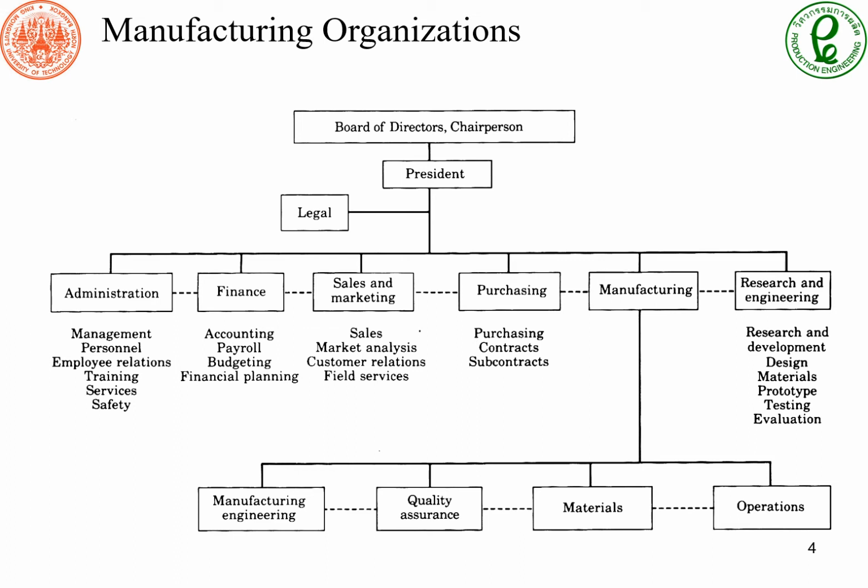Material management deals with incoming raw material and outgoing finished goods. Manufacturing engineering focuses on improving manufacturing operations. Quality assurance makes sure that the entire operations are performed according to quality standard.